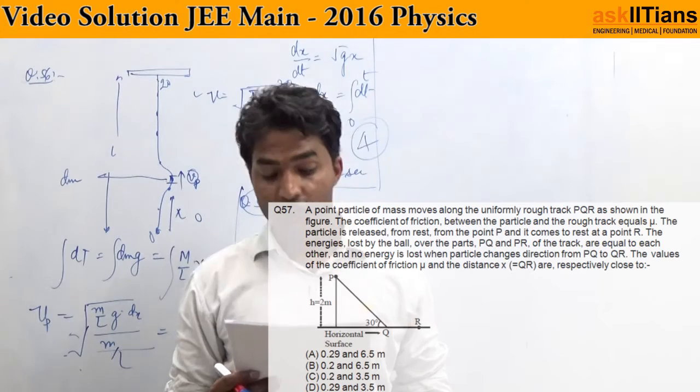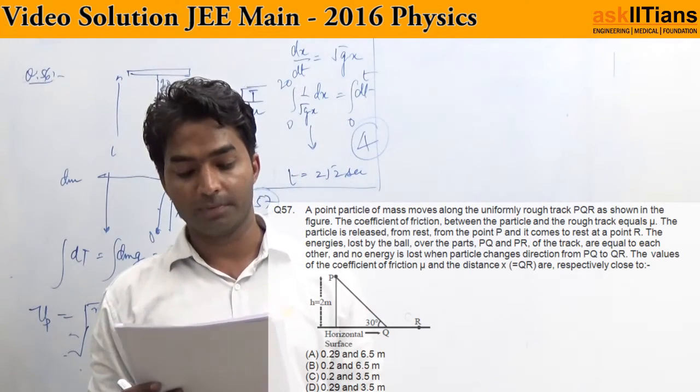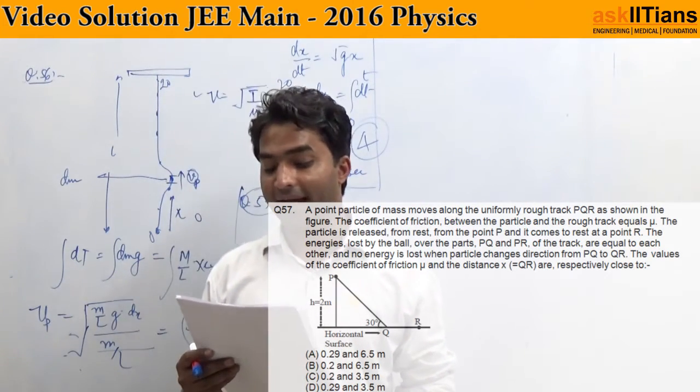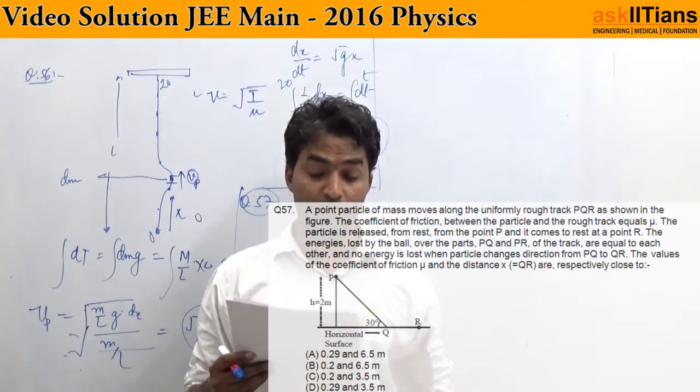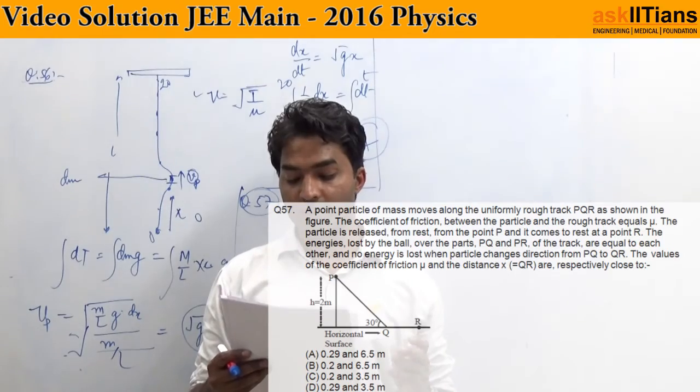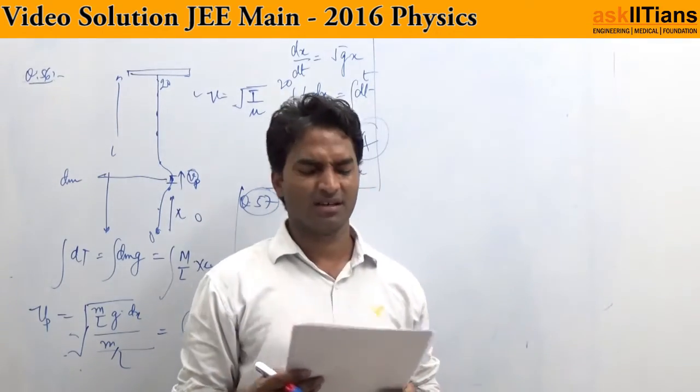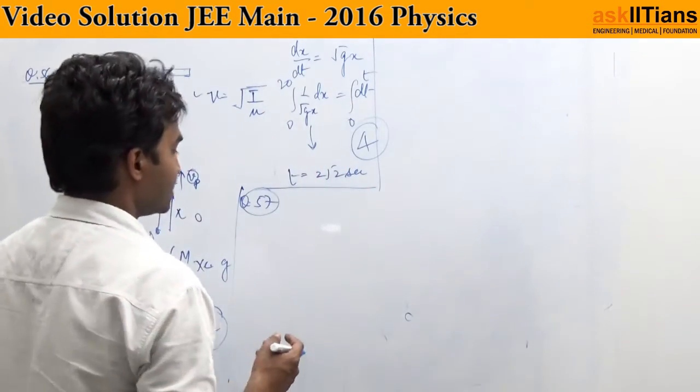The energy lost by the ball over the parts PQ and QR of the track are equal to each other, and no energy is lost when the particle changes direction from PQ to QR. Find the value of the coefficient of friction mu and the distance x. An easy one. This question is from work, energy, power.